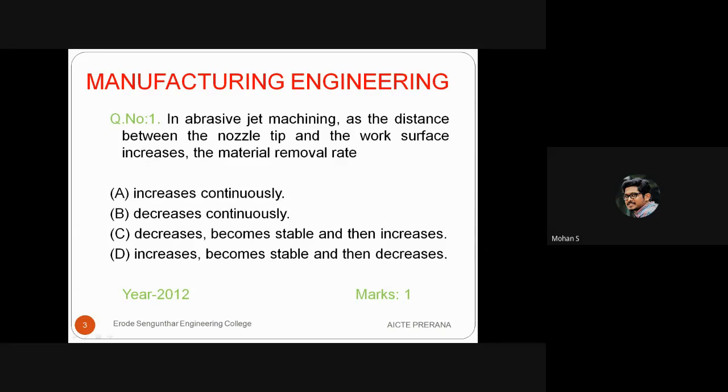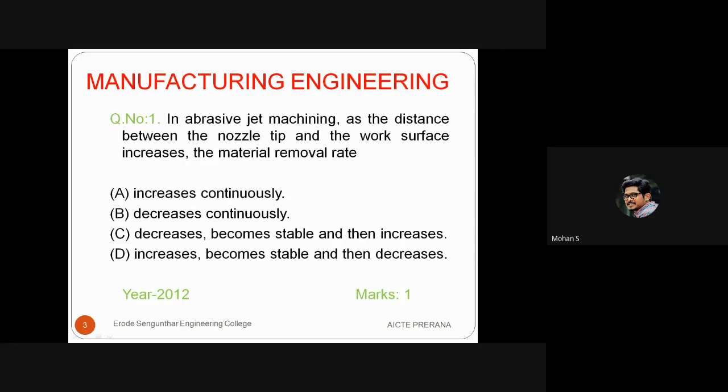The first option is it increases continuously. The second option is it decreases continuously. Option C is it decreases, becomes stable, and then increases. It means that it first decreases, then it becomes stable, and then after reaching a particular point, it again increases. That is your third option. And finally, the fourth option is: it increases, becomes stable at a point, and then it decreases. This question was asked in the year 2012, and it carries 1 mark.